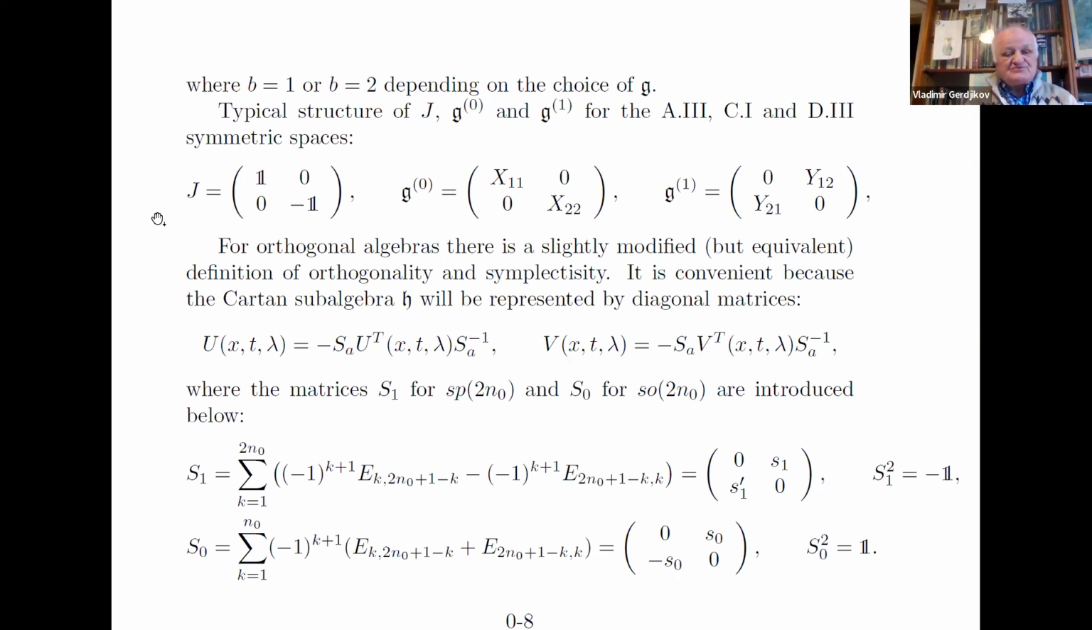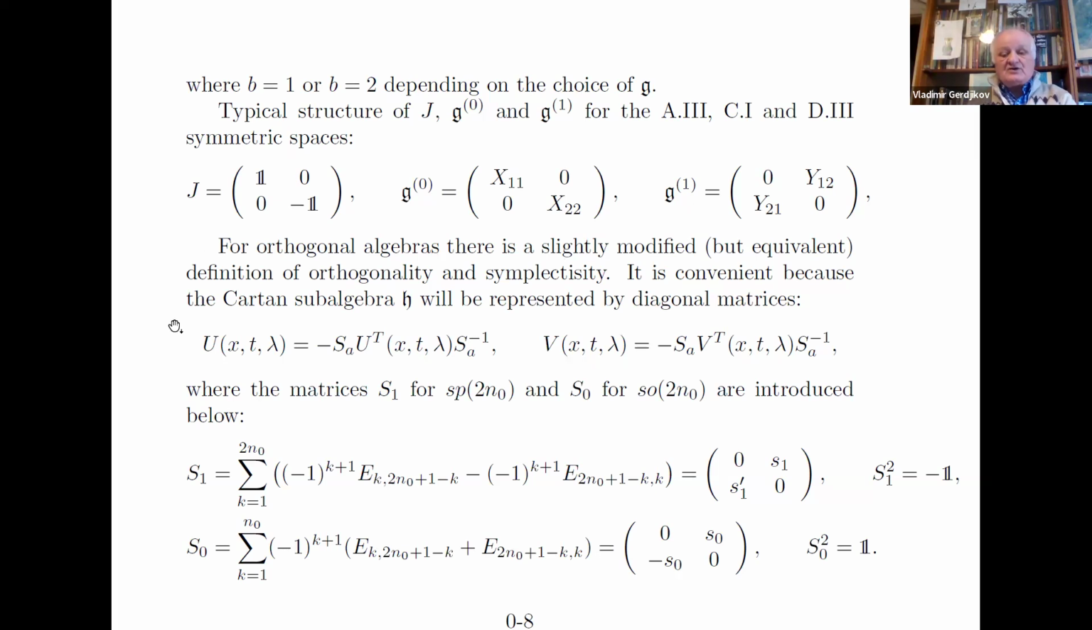Effectively, what happens is the following. If we take the typical representation of the Lie algebra, then J may be represented by block matrix sigma 3. g0 will be the block diagonal part of the elements of the algebra, and g1 will be the block off-diagonal elements in that algebra. So typically this is enough to deal with multi-component NLS equations.